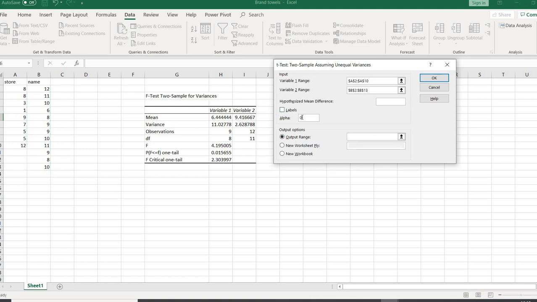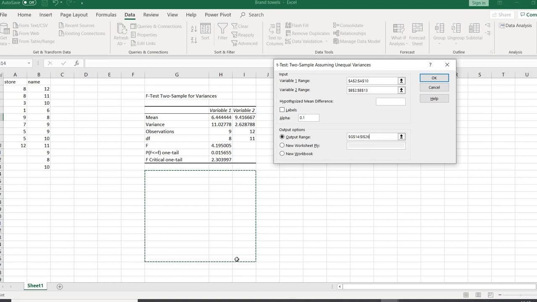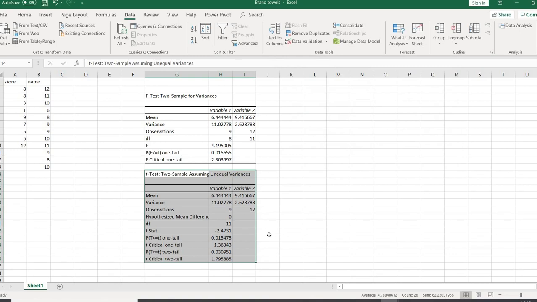We are testing at 0.1, at 10%, as it is given in the problem. Now we say where we want to put the result, and I tell the software that I just want to put the result here in this range. Everything is set up as I want, and I will click OK. Here we are. You see, we have the same information: the means, the variances, and the number of observations.